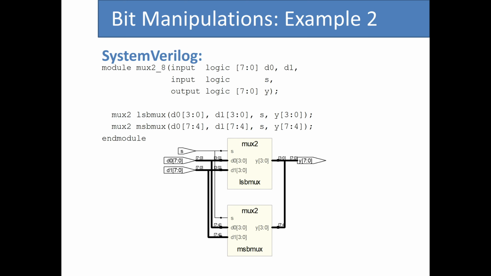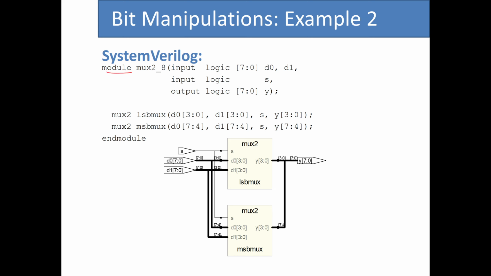So let's take a look at another example. This one is an example of structural modeling. Basically, we want to use the 2-to-1 multiplexer that we had before, the one that was designed to choose between two inputs each having 4 bits, and we want to combine them to create a 2-to-1 multiplexer, but this time it is choosing between two variables that have 8 bits.